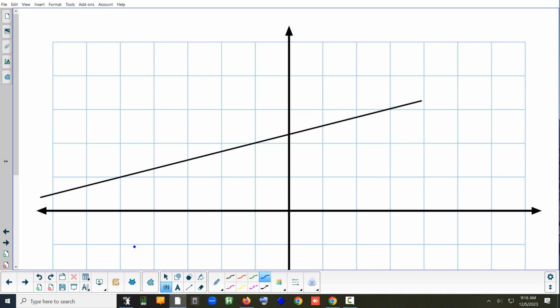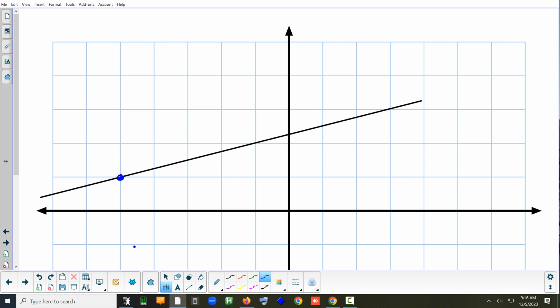It's going to be 5 going up once, -5 going up once. So what's the coordinate? -5, 1. Yep, looks like a good one. 2 up and 1 across, that would be negative 1.